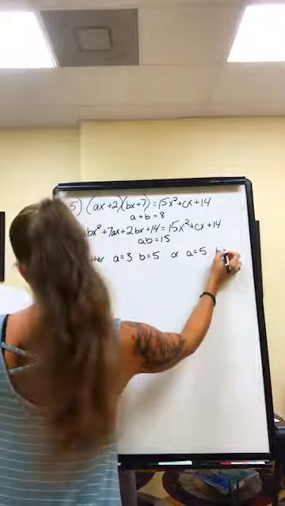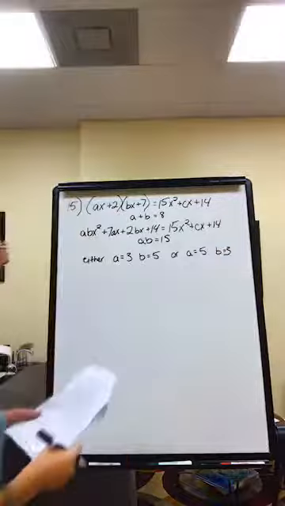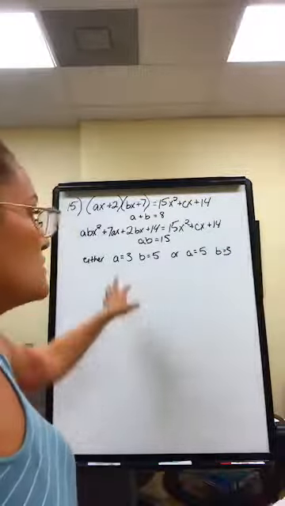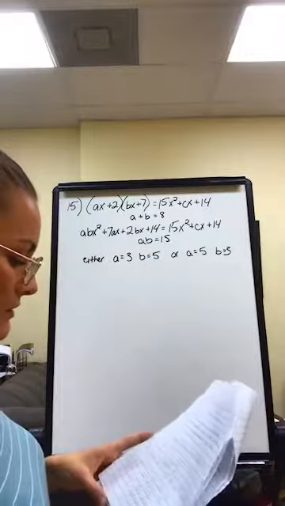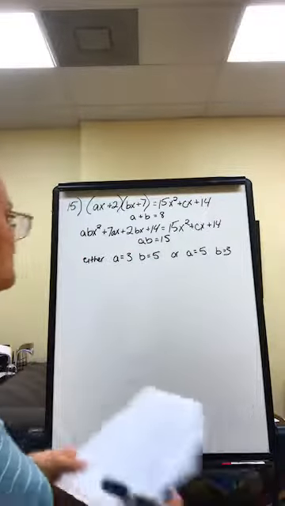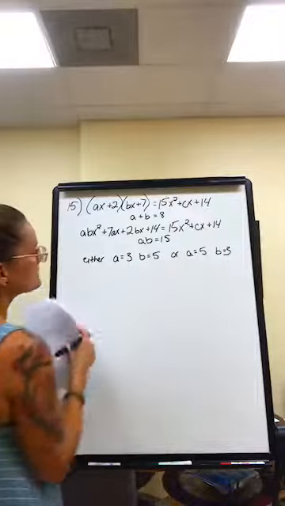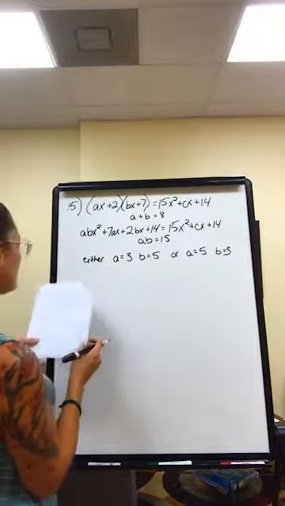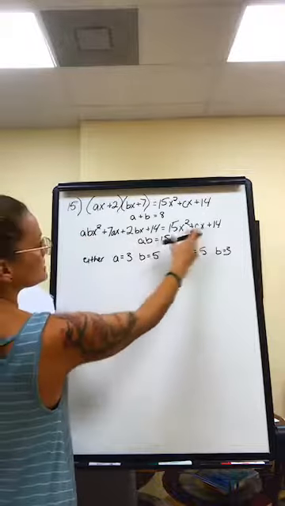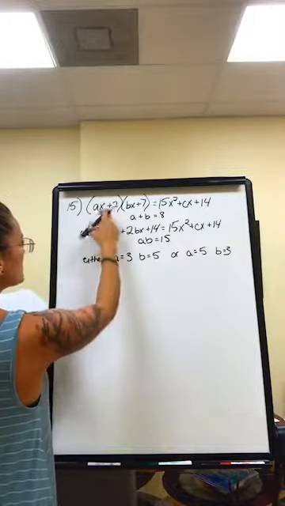And B equals 3. Okay, so basically we just have to take these two possibilities and plug them back into the original equation for A and B. So let's start with A as 3 and B as 5. I'm going to use this one here because it's already FOILed, instead of the first one.